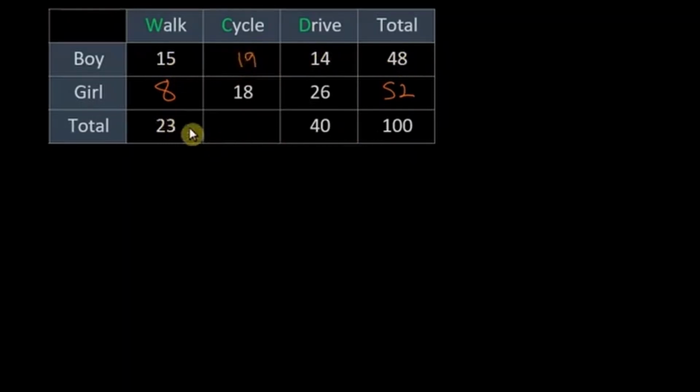And of course, similarly, 23 plus this value plus 40 is equal to 100. This works out to be 37. So pretty straightforward, pretty intuitive. So that's part 1 to complete the table.